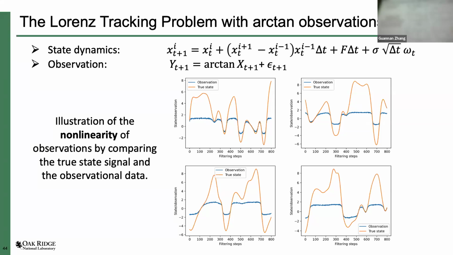So this is Lorenz 96 with arctangent observation. This observation is highly nonlinear because once your state is outside minus half pi and plus half pi, you don't have any information. You only get information when it's in the region. It's like when you use a radar to detect an object. If the object is very far away from you, the radar can only detect the angles. The angle is not very sensitive to the location. That's what's behind why we use arctangent as the observation function. So this is highly nonlinear.